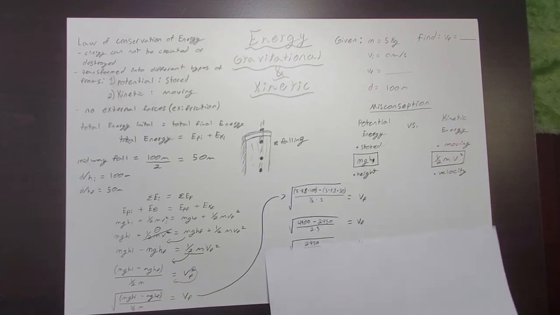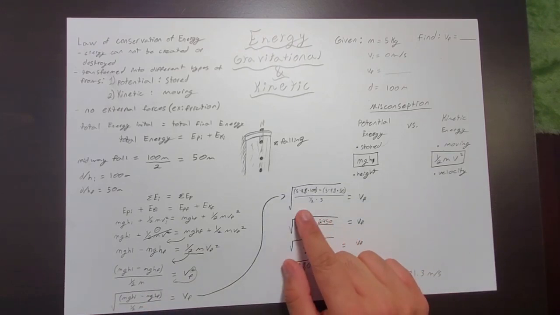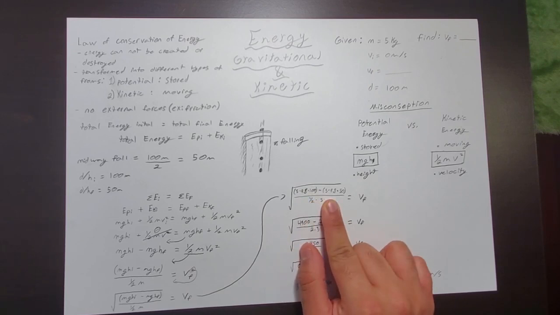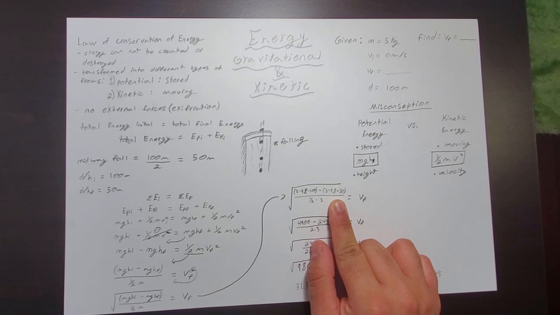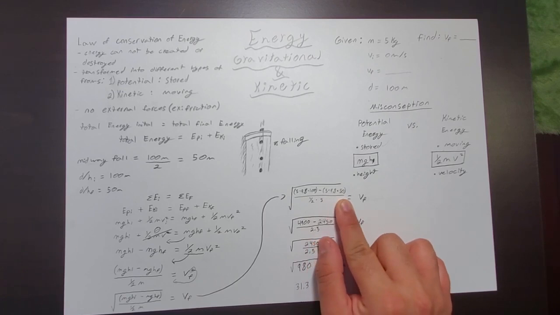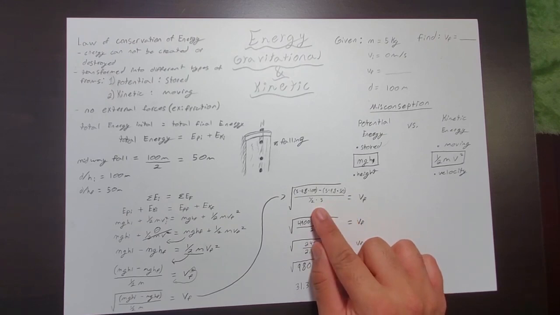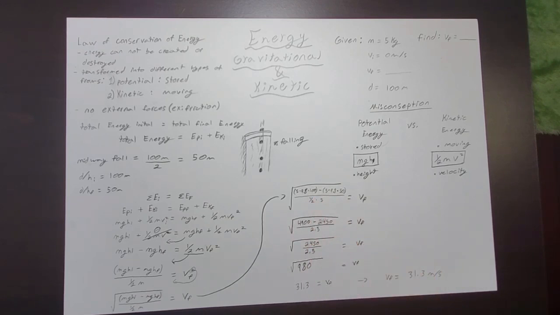Now we can begin to plug in our values. We can plug in the mass to be 5 kg, the gravitational pull to be 9.8, and the initial height to be 100 meters. Minus 5 kg multiplied with 9.8 meters per second squared, the gravitational pull, multiplied with the final height, divided by 1/2 multiplied with the mass of 5, and square root all this. If we continue to simplify this, our final velocity will be 31.3 meters per second.